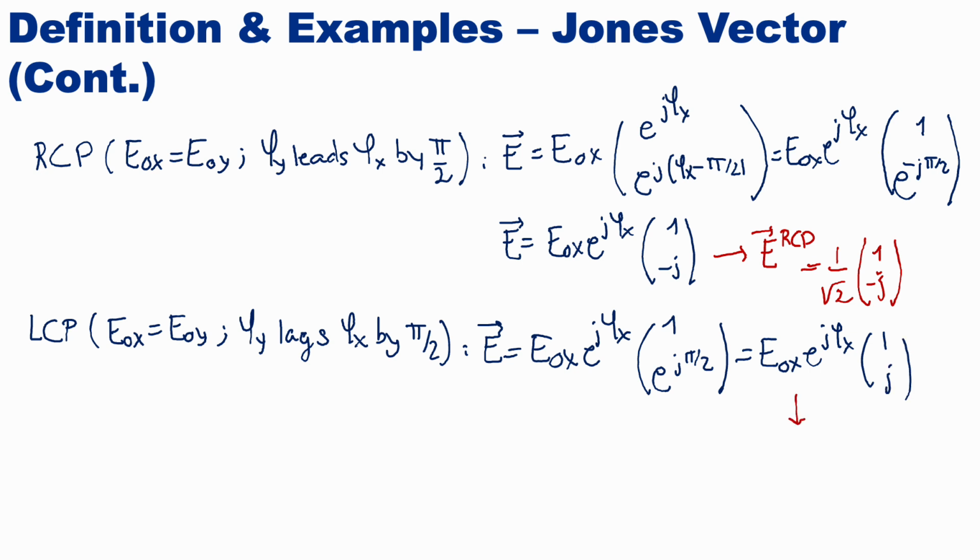So when we normalize, the Jones vector for the left hand circular polarized light is 1, j. Let me make sure that you understand that what is on the denominator is the square root of 2.